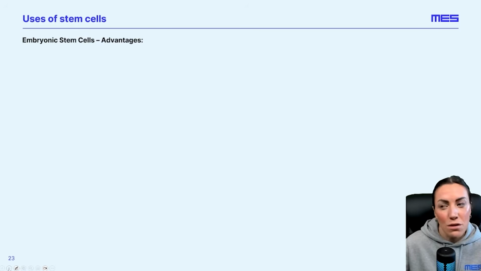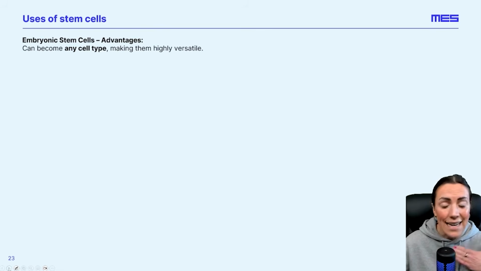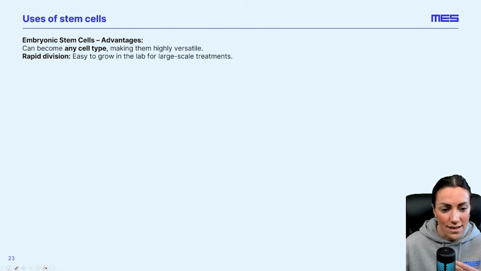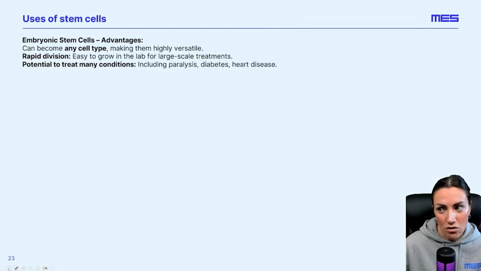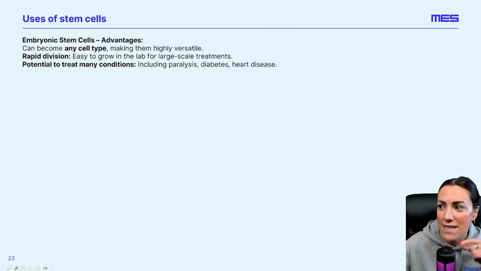Let's go through some of the uses of stem cells and start to think about the advantages and the disadvantages of the two main types, the embryonic and the adult stem cells. So embryonic stem cells, because they come from an early embryo, they still have the potential to differentiate into any cell type. So they are highly versatile. They divide rapidly and they are easy to grow in the laboratory. Because they can differentiate into many cell types, they have the potential to treat many conditions, as we've said already, including paralysis, diabetes, also heart disease would be another example that you could give.